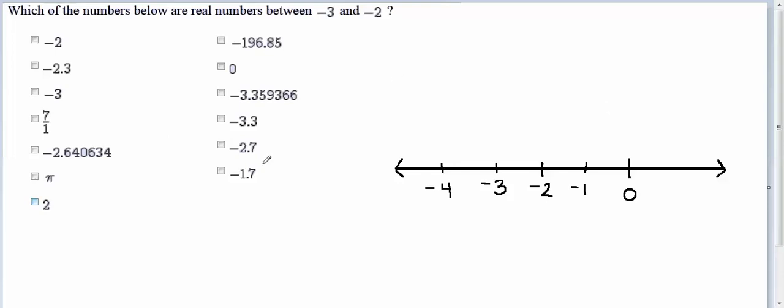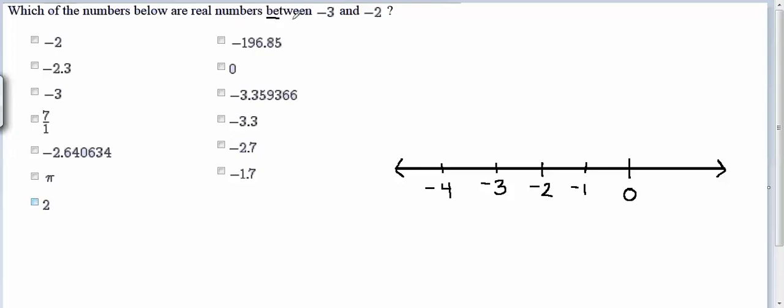In this example, we're given a list of many numbers, and we're asked to identify which of them are real numbers between negative 3 and negative 2. So remember, a real number is any number that could be graphed on the number line. And let's also remember what we mean when we use the word between in mathematics.